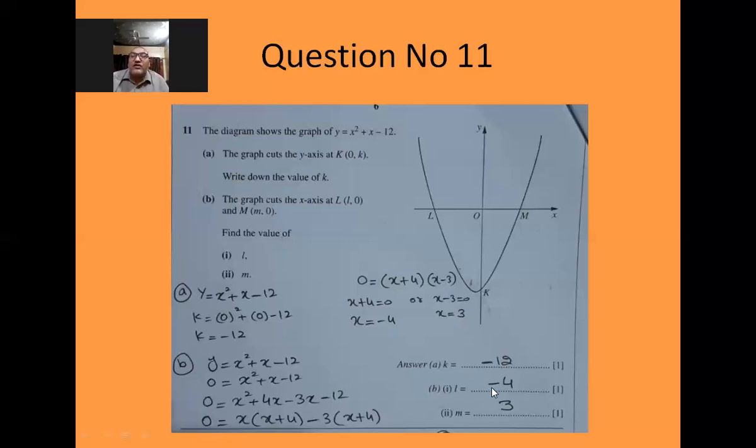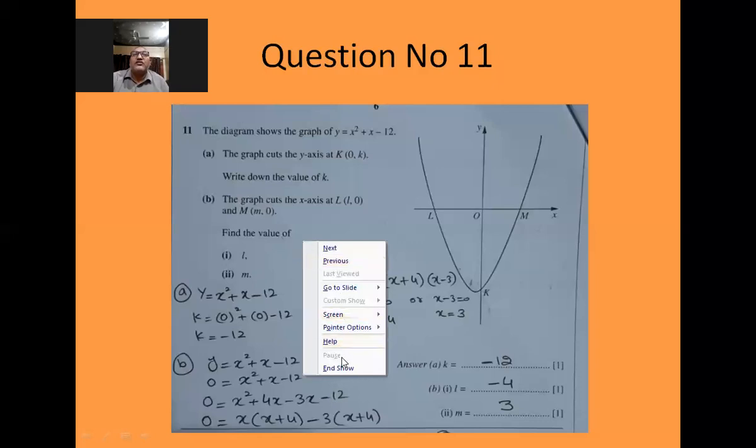So you've got two values. The L value is minus 4 and the M value is 3. So you got the values of L and M. They were the x-intercepts. When you find the x-intercept, you put in the equation y equals 0. So this is question number 11. So let's go to the next question.